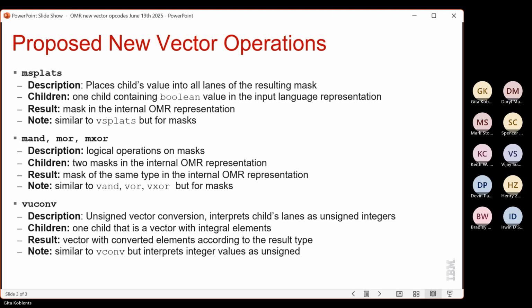It interprets a child's lanes as unsigned integers. So if it is an integral type, for example a vector of shorts, it's zero extended. It assumes that it's unsigned. Right now in Java, I should say, it doesn't allow, for example, the resulting type to be float. Essentially, it just means the resulting type is also an integral type, and it's like zero extension. Basically, it does zero extension.